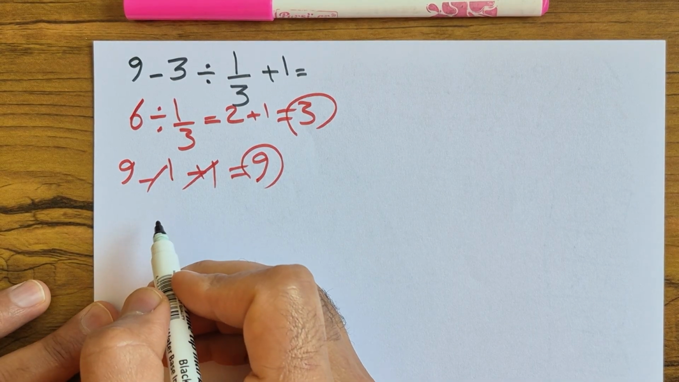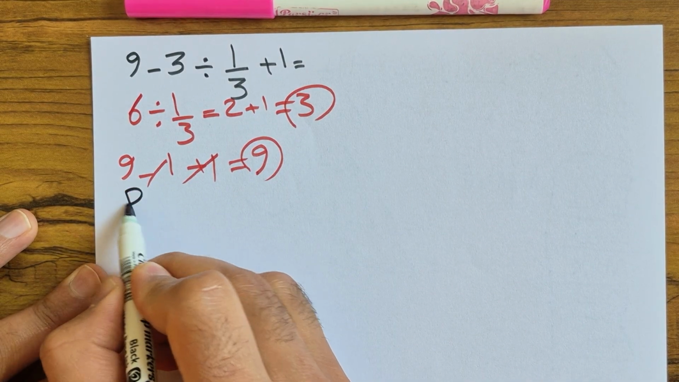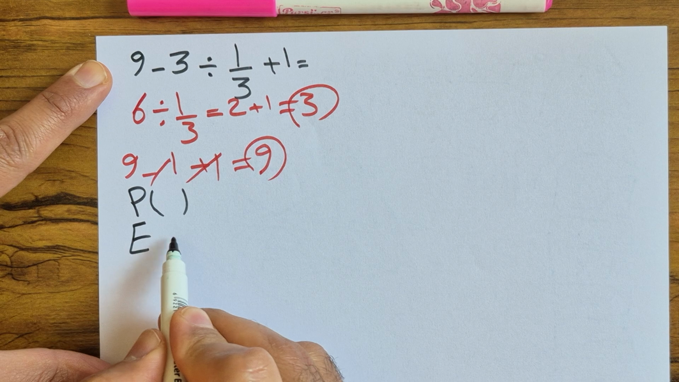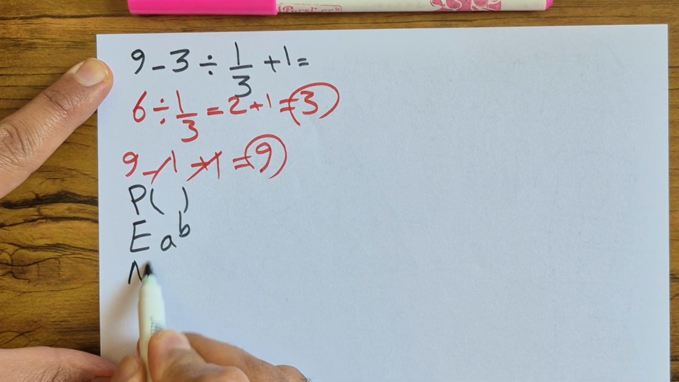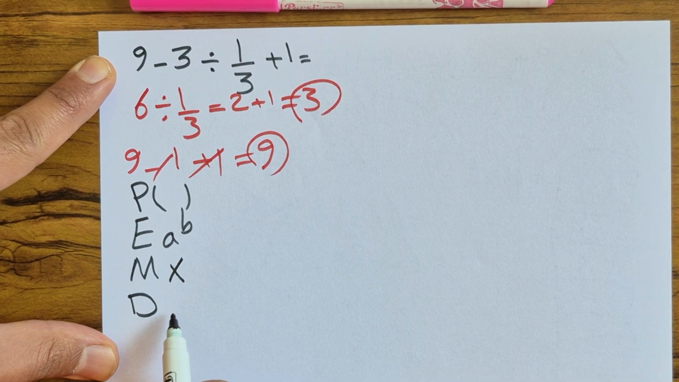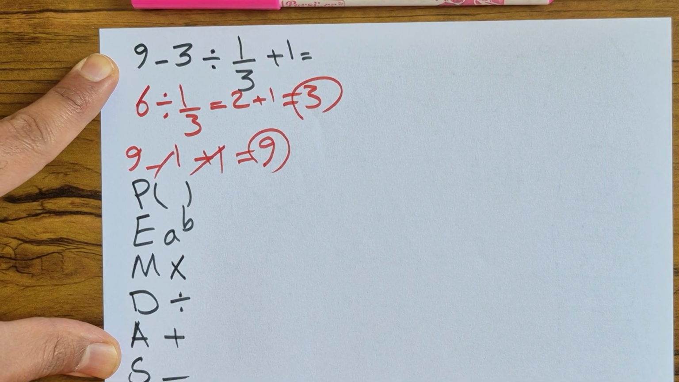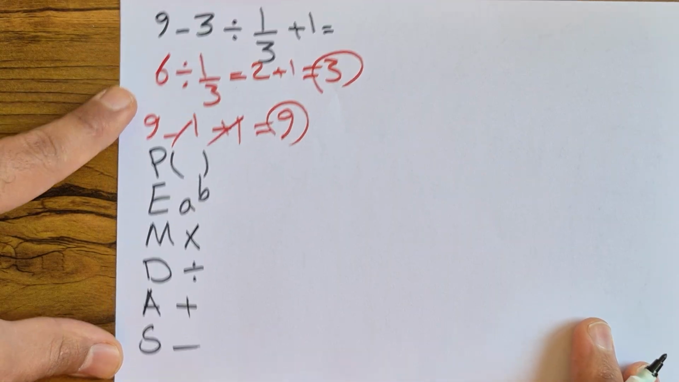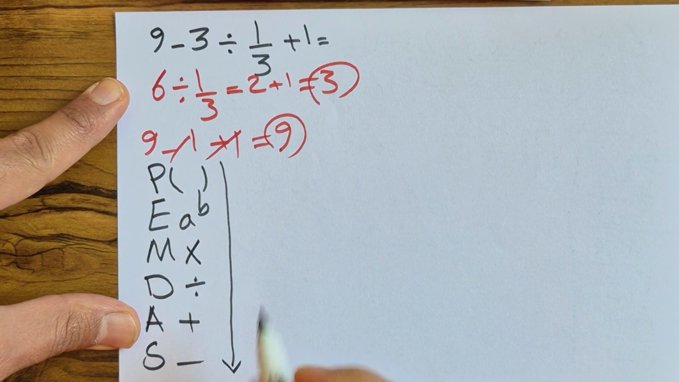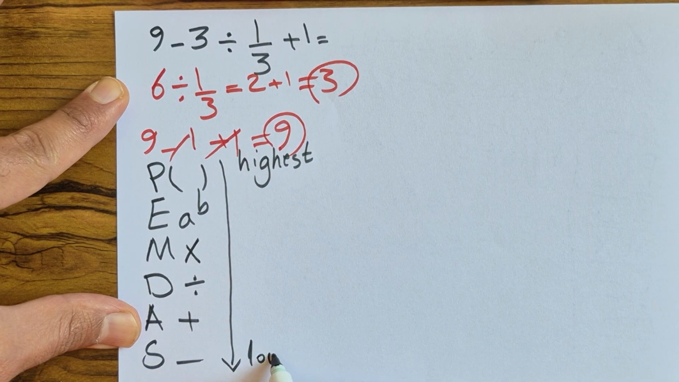So the rule for the order of operations is something called PEMDAS. Yes, PEMDAS, you heard it correctly. P stands for parentheses, E stands for exponents, M stands for multiplication, D stands for division, A stands for addition, and S stands for subtraction. Okay, so this is the correct order of operations, and this is an arrow, so you should go from the highest priority to the lowest priority.